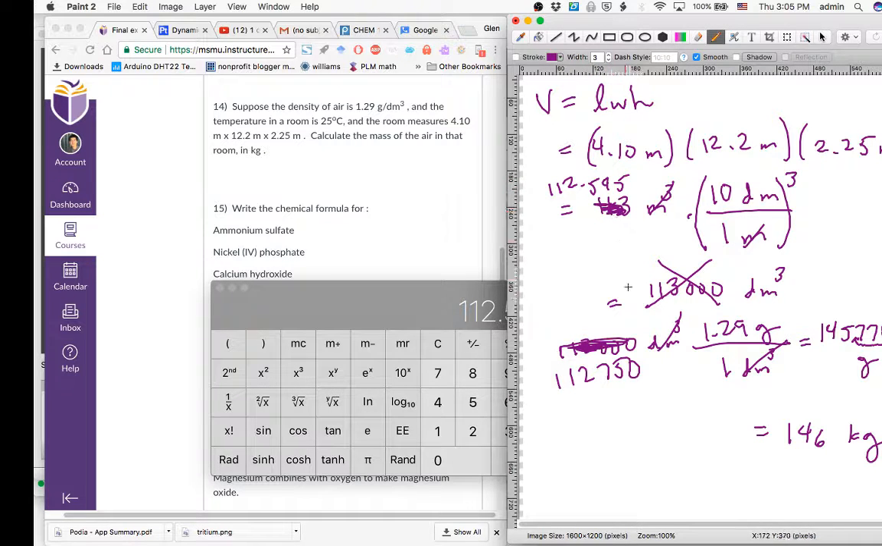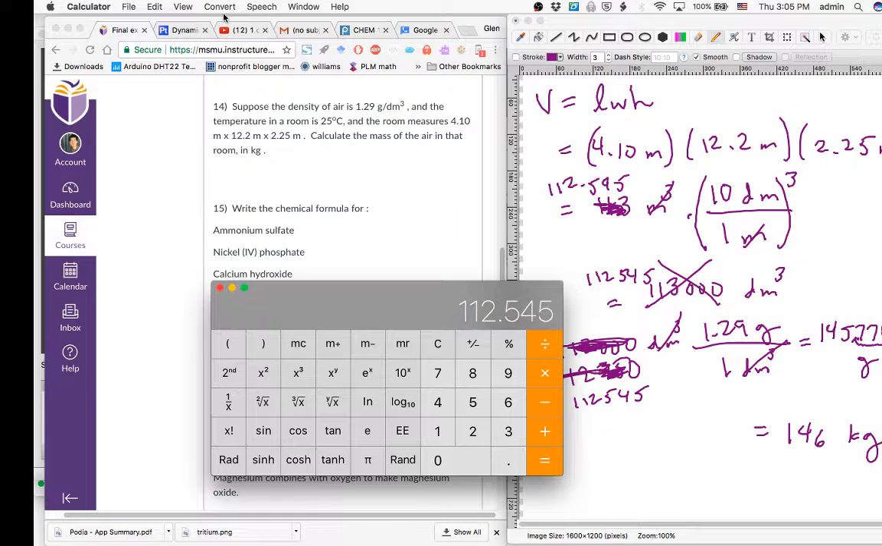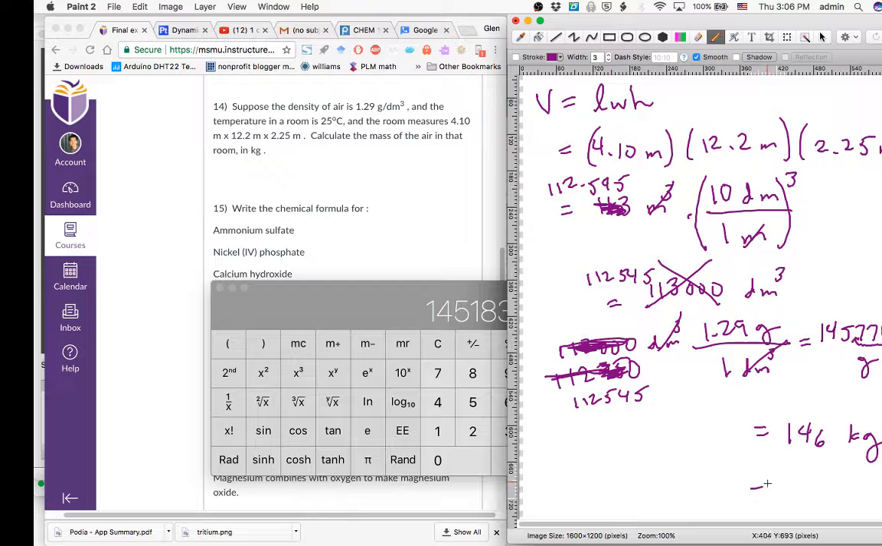All right. So the answer here would be 112,545. So this isn't 750. Sorry, this is 112,545. All right, so there's 112,545 right there, multiplied by 1.29, and we get 145. So the answer, if this were WebAssign, the answer would actually be 145 kilograms.